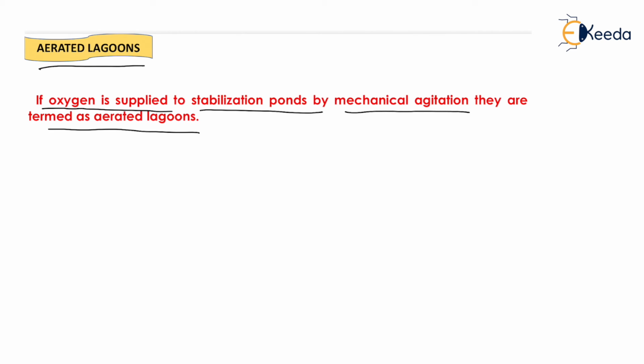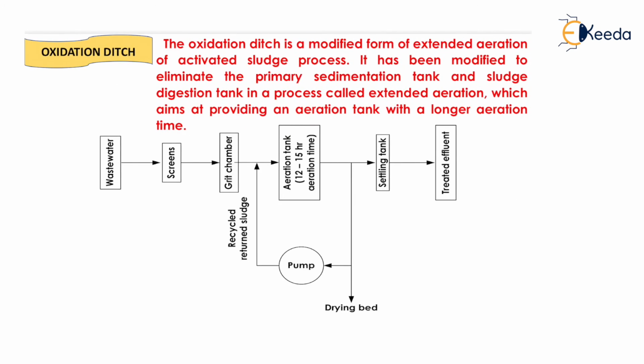Now we can move to the next process, that is the oxidation ditch. We have already discussed the activated sludge process. The oxidation ditch is a modified form of the extended aeration activated sludge process. It means that we extend the aeration time from 4 to 6 hours or from 3 to 4 hours up to 12 to 15 hours.